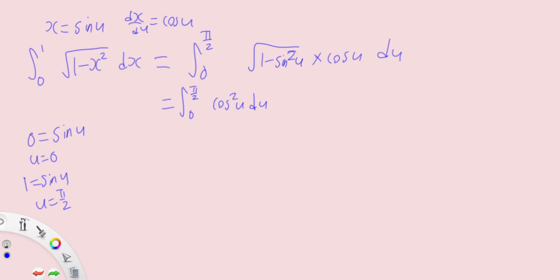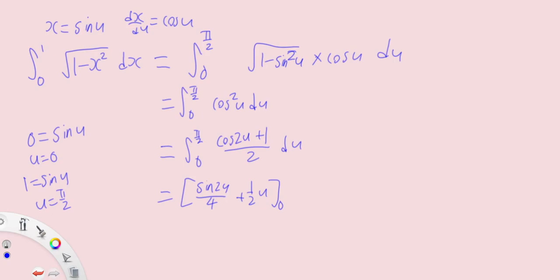So do be careful when you use integration by substitution, especially when it comes to trigonometry. Then we simply apply our double angle formula, so that cosine square u equals (cosine 2u plus 1) over 2, du. Then we just perform our basic integration: sine 2u over 4 plus half u, from 0 to pi over 2.